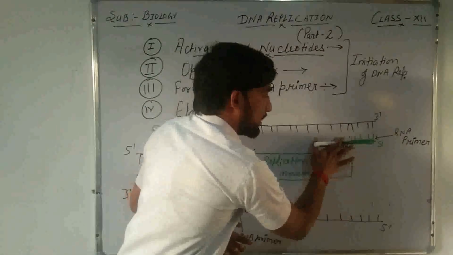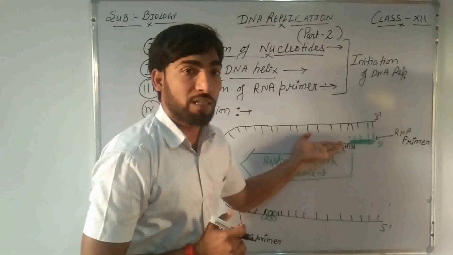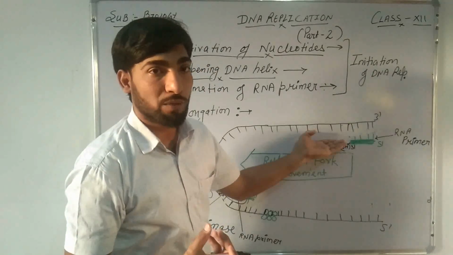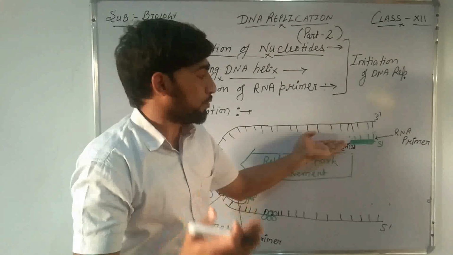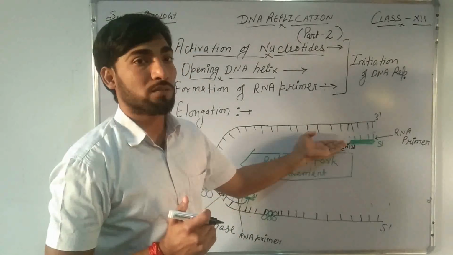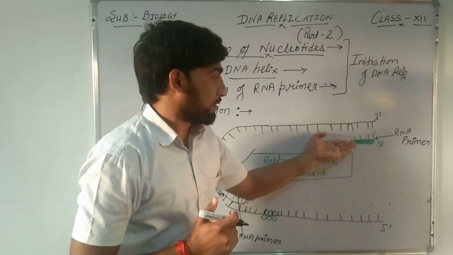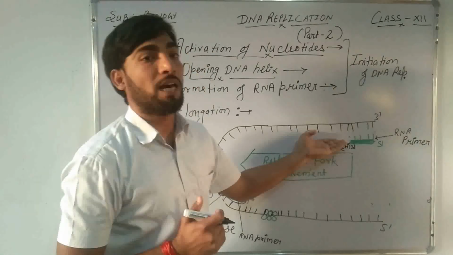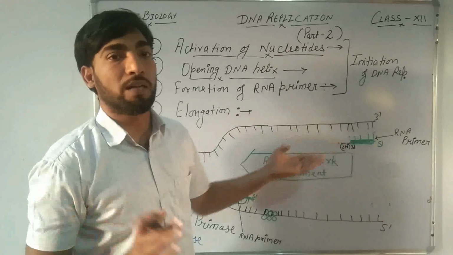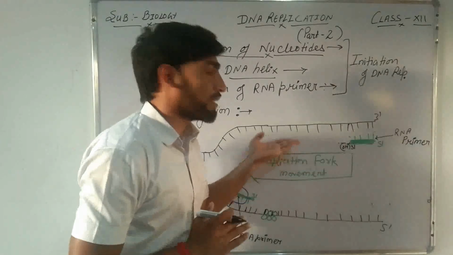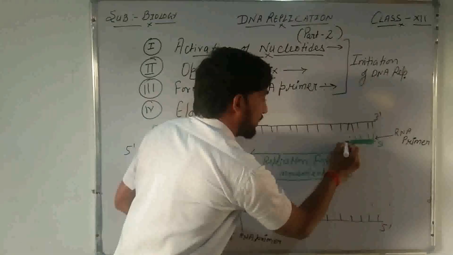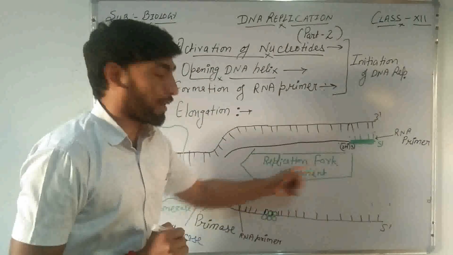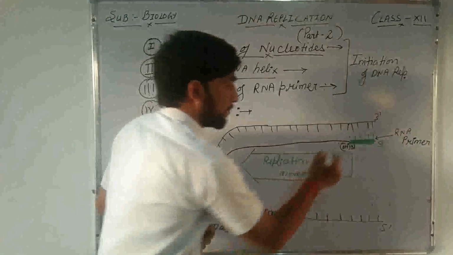In the same way, this binding of nucleotides occurs on the basis of complementary base pairing, and all the nucleotides entering this process are joined with each other in a similar fashion with the help of DNA polymerase III enzyme. So the synthesis of this leading strand occurs in a continuous manner in the direction of the replication fork.